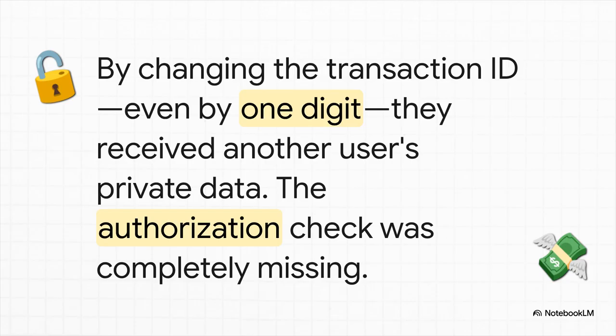And this is where it all went wrong. The researcher just changed that ID number, even by just one single digit. And what happened? The server just gave them the data. It didn't stop, it didn't ask, hey, wait a minute, are you allowed to see this? It just sent back someone else's private financial data. That one critical check was completely missing.